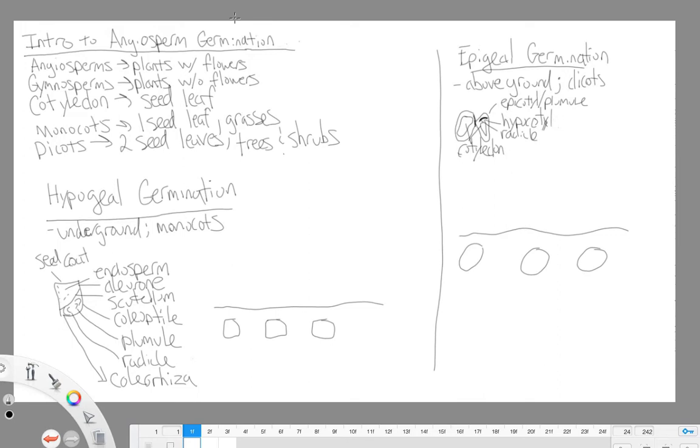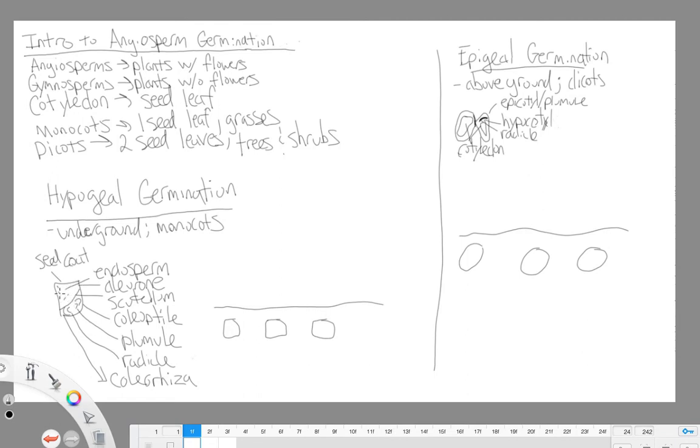Then we looked at the different types of germination, or at least patterns of germination. We started with hypogeal germination, which is typical of our monocots, and this takes place primarily underground. We started by looking at the seed. The outer layer of our seed is the seed coat. Then in our monocots, typically we have a large store of endosperm. This is a food store, starch, carbohydrates that are going to be broken down to power the growing embryo.